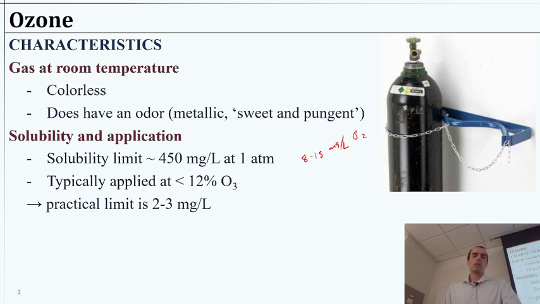So we typically would apply it at less than 12% ozone, and that brings us to a point where usually the practical applications are performed with 2 to 3 milligrams per liter. So we're not usually going super crazy with it, but as you know from the solubility discussions we've had, it does go into water pretty easily, and it's happy to stay there compared to oxygen at least.